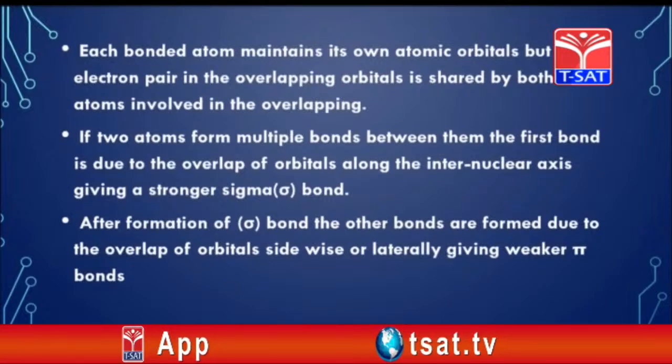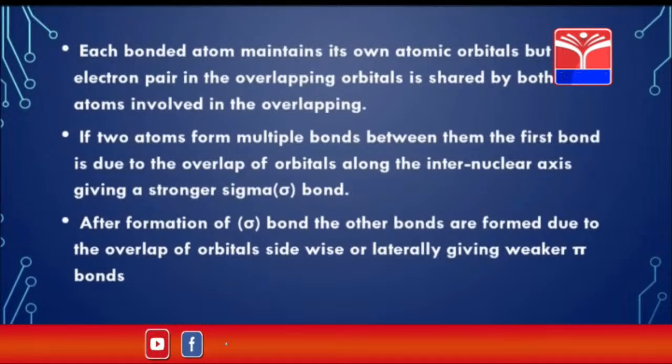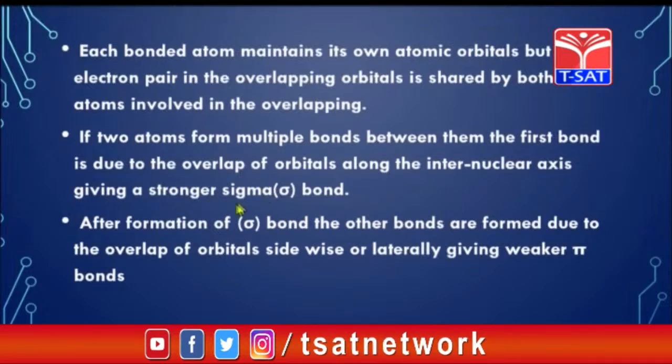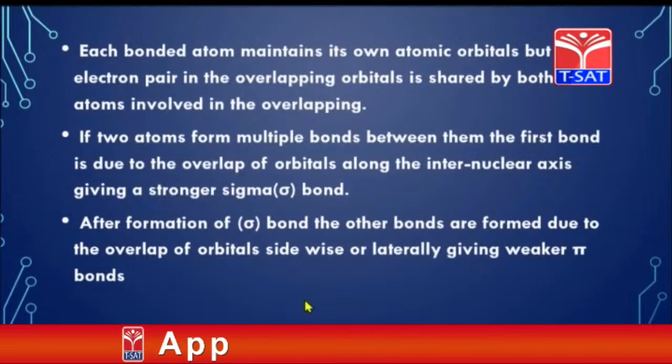So if two atoms form a multiple bond, then what happens? Two orbitals, when they overlap along the internuclear axis, form a sigma bond. And after the formation of the sigma bond, the other two orbitals overlap laterally, thus forming a pi bond. And this is weaker than a sigma bond.